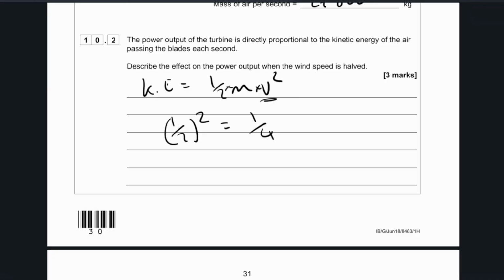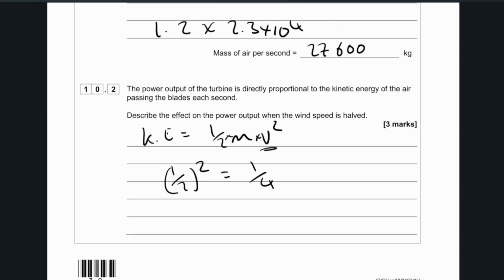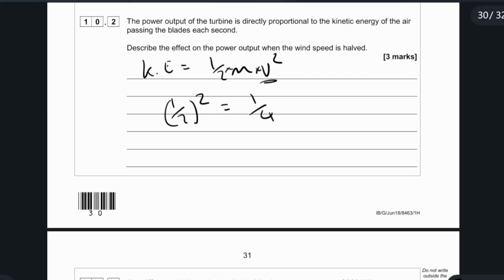And the next thing we need to understand is what happens to the actual mass of the air passing the turbine if the wind speed is halved? Well, if the wind speed is halved, that means that we'd get half as much mass passing through the turbine as well. And so that means the total kinetic energy would be halved again. So here this time we've got half the mass.